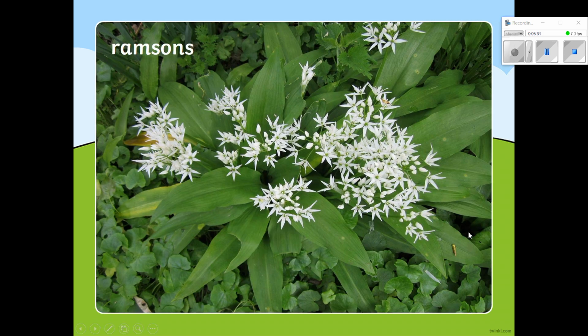This flower here is called a ramson. Can you say that? Ramson. How could you describe this flower? What colours can you see? What shapes can you see? Fantastic, well done. You could say that these flowers are green and white. And if you look carefully at one of the petals, it looks a little bit like a star, doesn't it? It's got kind of arms and legs that shoot out like a star.